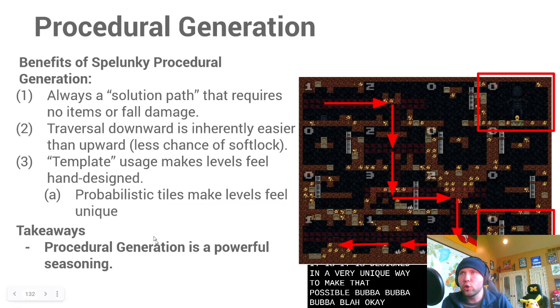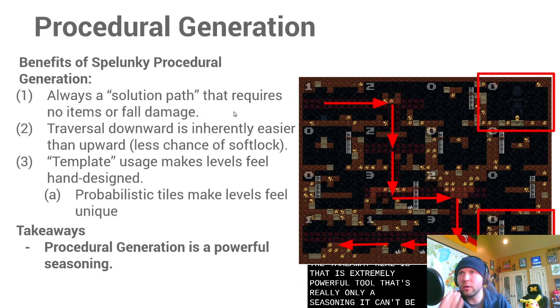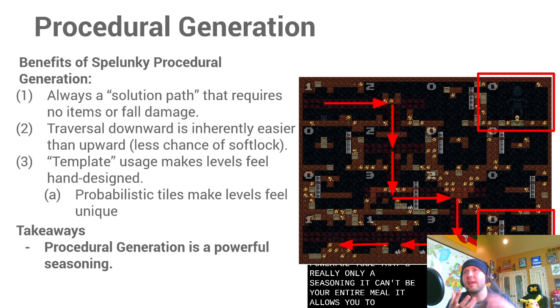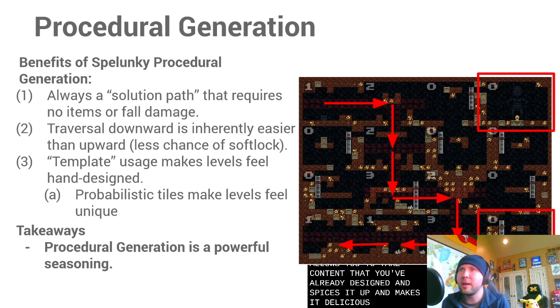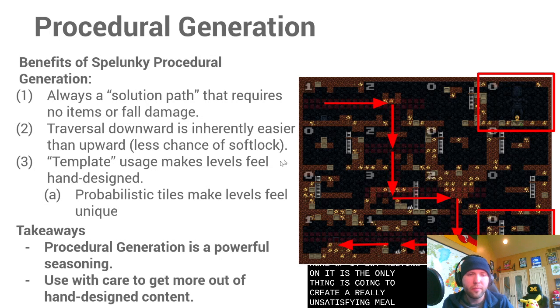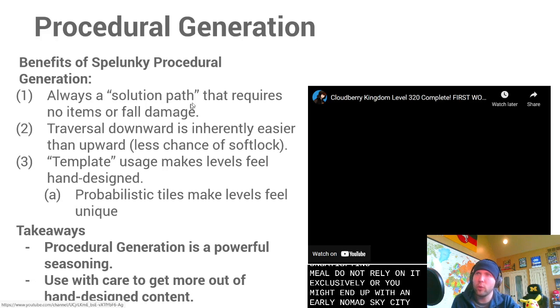Okay, procedural generation, the takeaway here is that it's an extremely powerful tool, but it's really only a seasoning. It can't be your entire meal. It allows you to take content that you've already designed and spice it up and make it delicious and make more of it. But relying on it as the only thing is going to create a really unsatisfying meal. So use it with care and do not rely on it exclusively or you might end up with an early No Man's Sky situation.